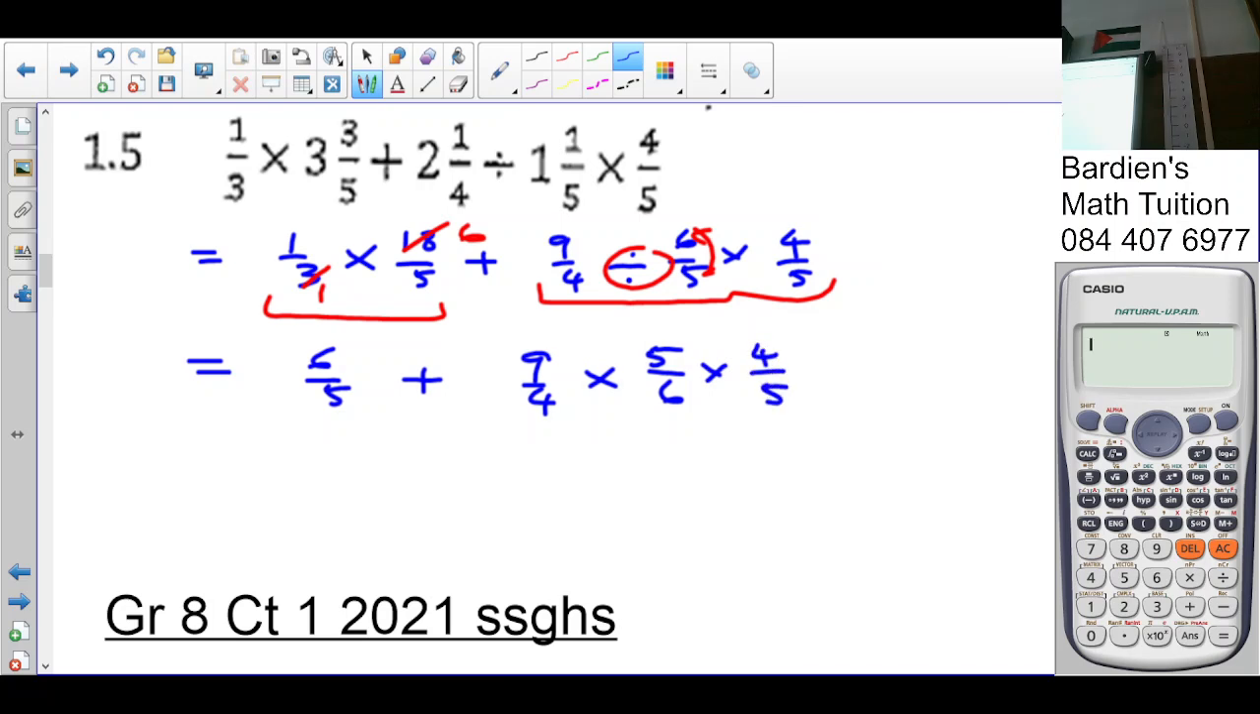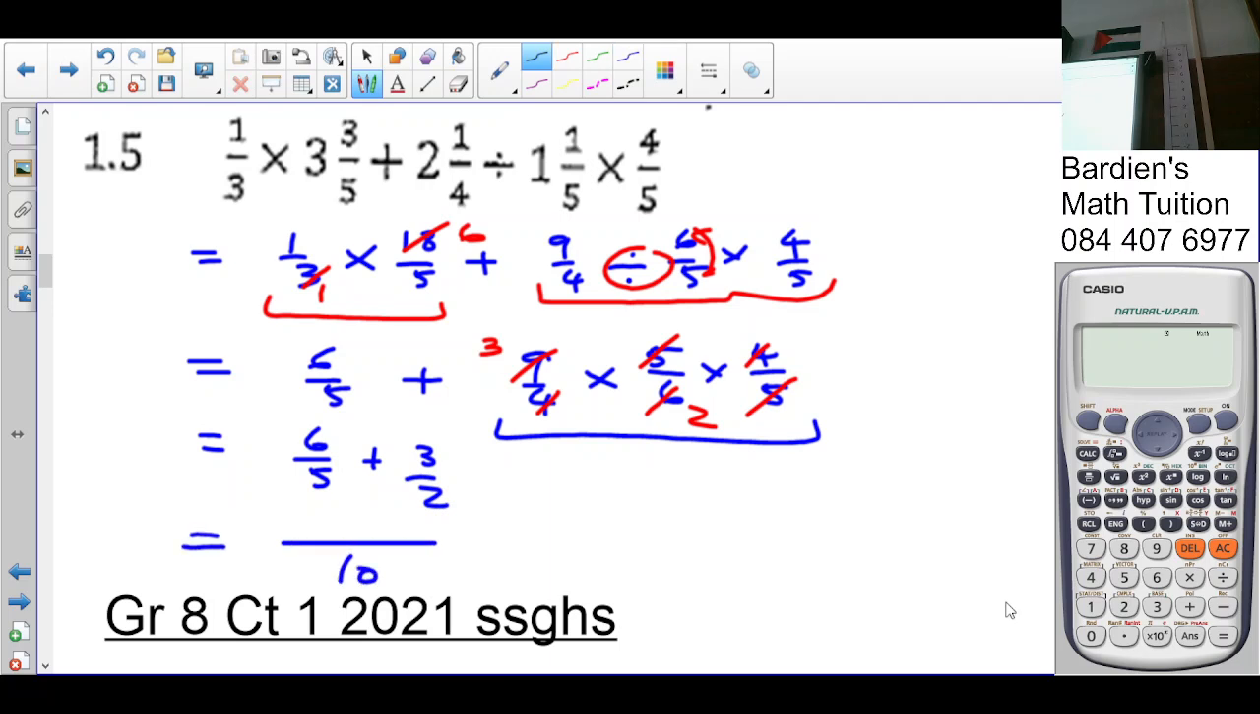Alright. Anything I can cancel here? Yes. 4 goes into 4 once, 4 goes into 4 once. 5 cancels 5. 3 goes into 9 3 times, 3 goes into 6 twice. So what are we left with? 6 over 5 plus 3 over 2. People, what's your LCM here? 10.